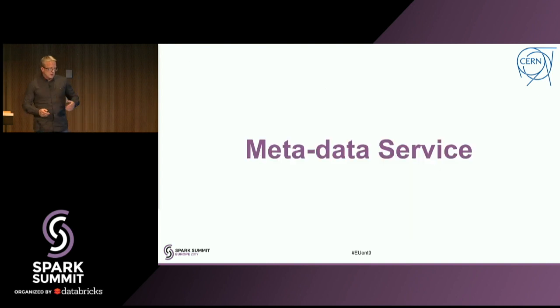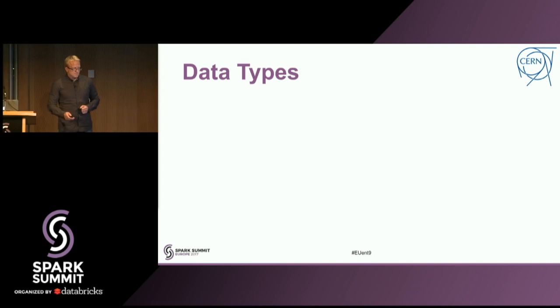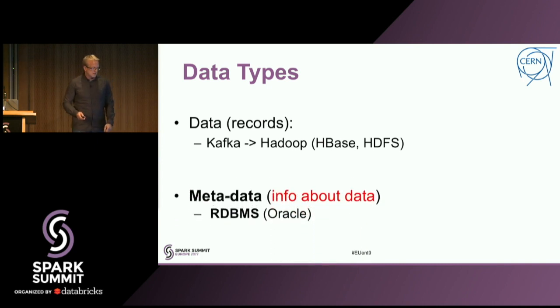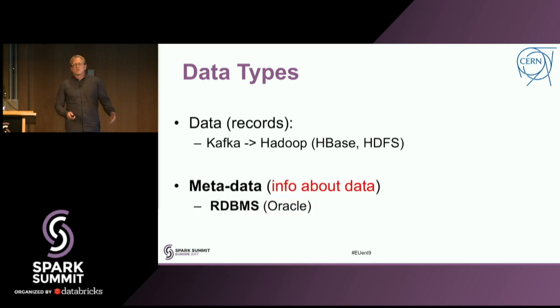So now, going to the metadata service. Just to recap, we have two kinds of data. We have the events, the records, and that goes to Hadoop, HBase, Kafka, and so on. And we have the metadata, which is the information about the data. This goes to a relational database, in our case, Oracle.